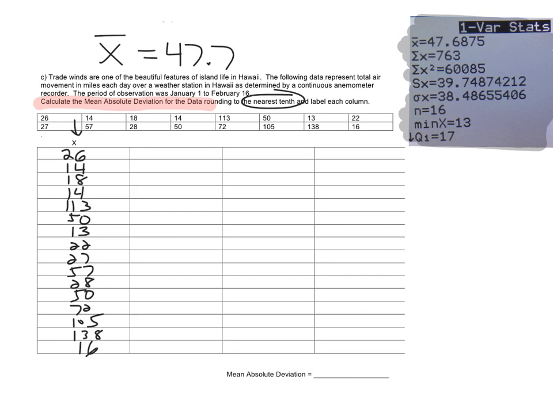So the first column gets labeled as X. Our next column is going to be X bar, which was the mean of our data given. And here the mean was 47.7. So I'm going to write in this second column 47.7. What I allowed you to do in class is just write the mean a few times and then label with an arrow to represent that each number in that column is going to be 47.7.